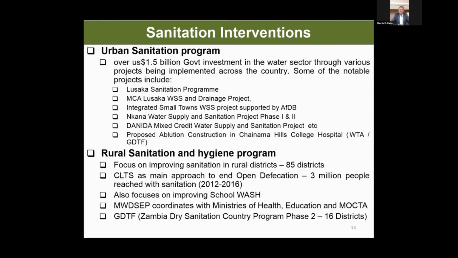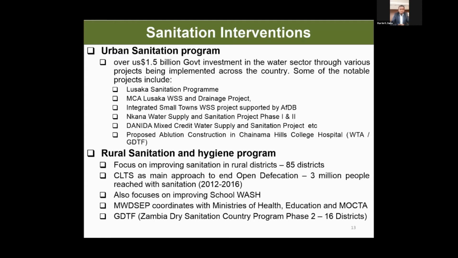The Rural Sanitation and Hygiene Program focuses on improving sanitation in rural districts. That's about 85 districts. Of course, community-led total sanitation is the main approach to end open defecation, where 3 million people have been reached with sanitation between 2012 and 2016, and also focus on improving school WASH. So the Ministry of Water Supply, Water Development, and Sanitation and Environmental Protection coordinates with the Ministries of Health, Education, and the Ministry of Chiefs and Traditional Affairs.